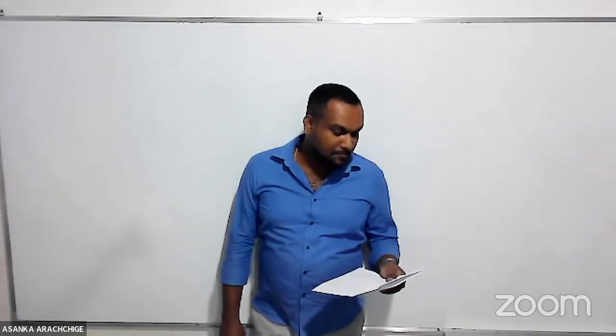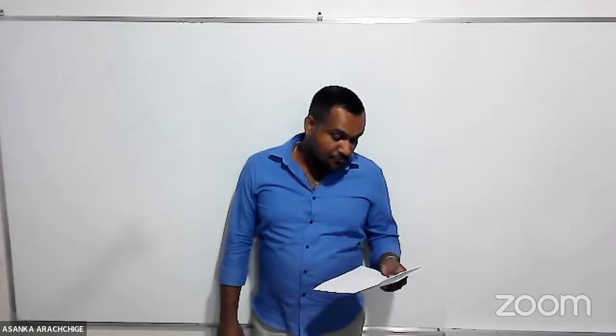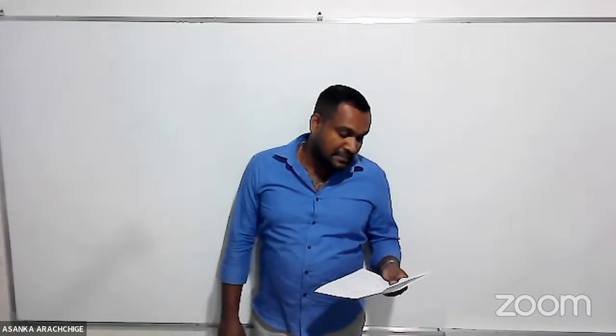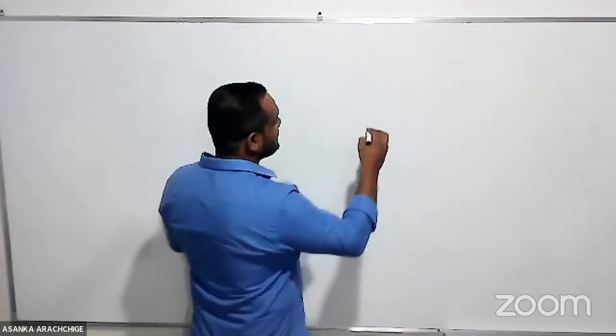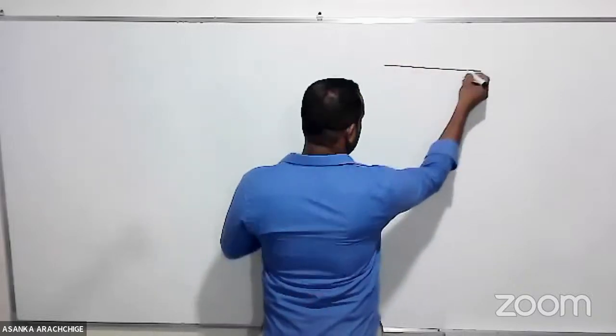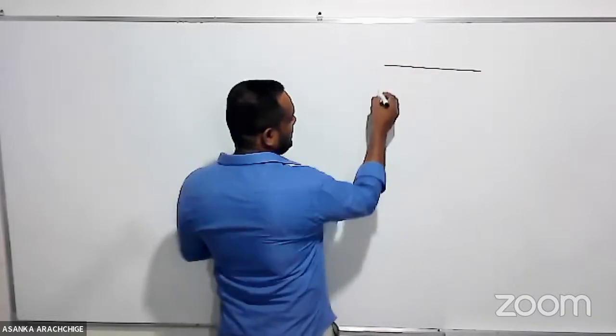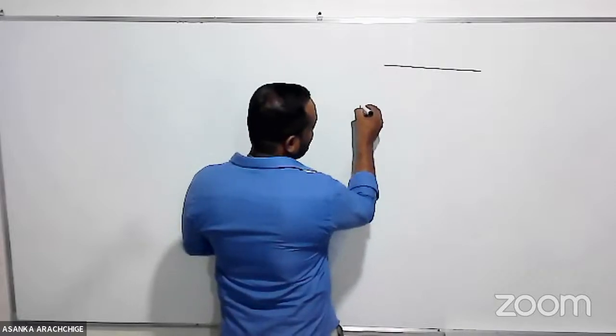Look, find the value denoted by each symbol in the following. This is the first figure given in the fourth question.